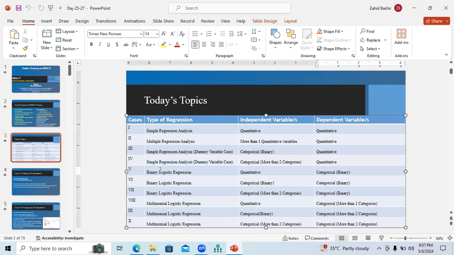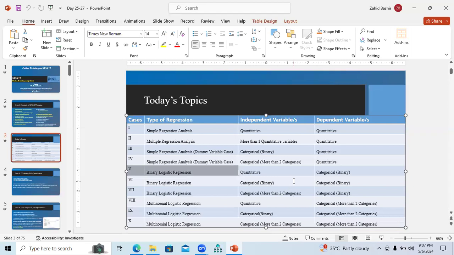Today, we are going to start case number 5. It is the binary logistic regression case. And always remember, whenever the type of your dependent variable changes, the model will automatically change. Whenever you are going to use a quantitative or continuous dependent variable, your model is simple or multiple regression analysis. But whenever your dependent variable becomes binary, it means it is coded with 0 or 1 or some category, then you are going to change the type of the regression analysis.